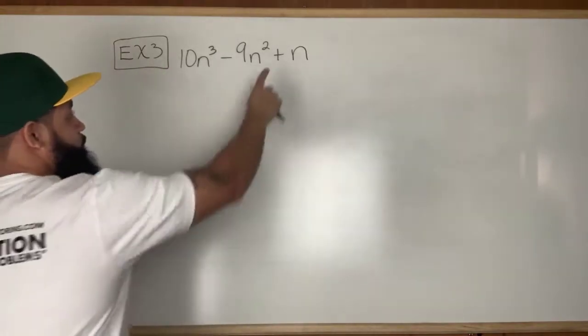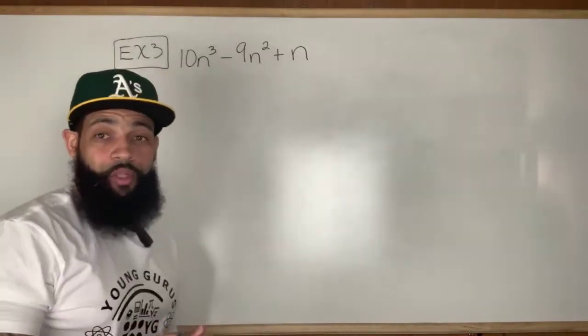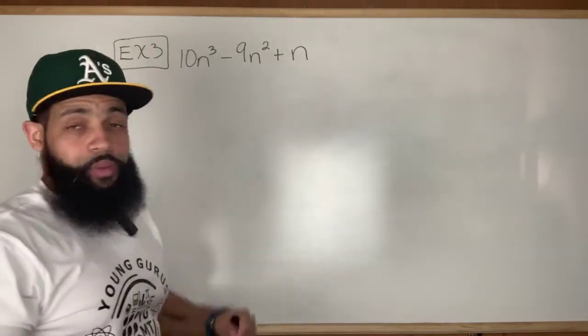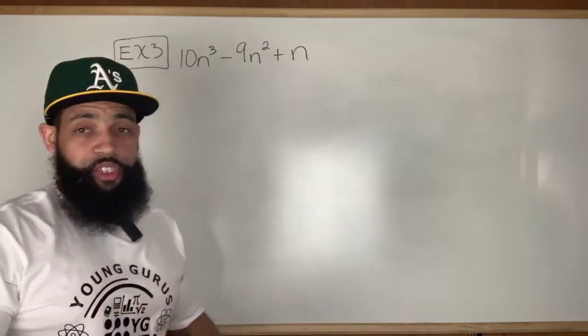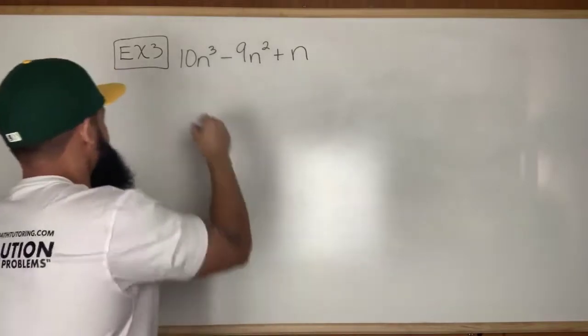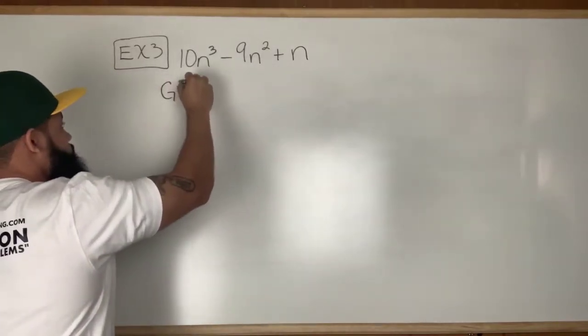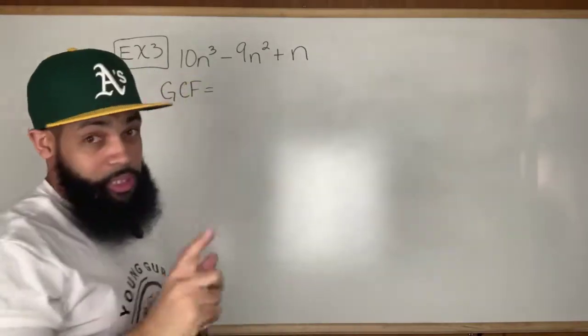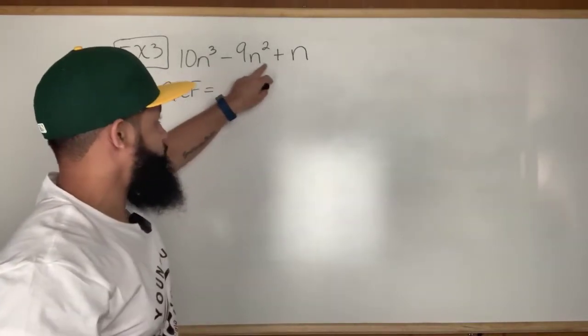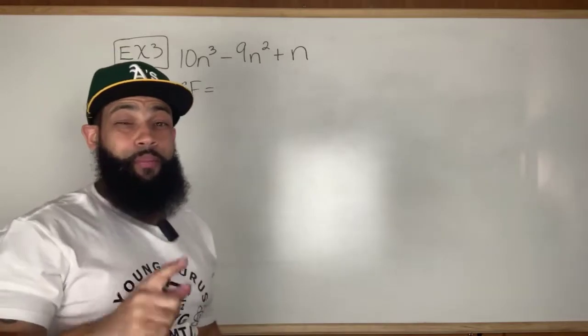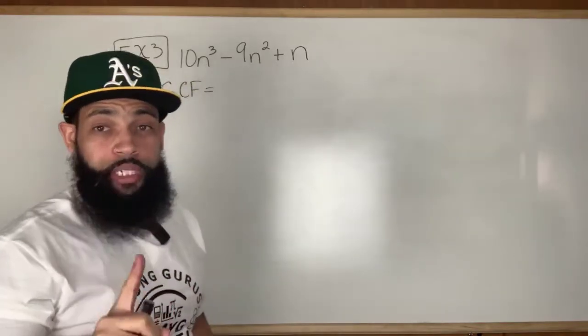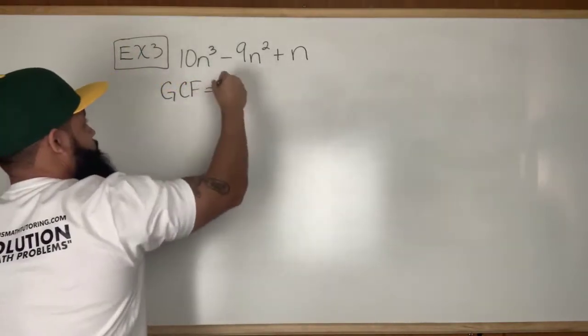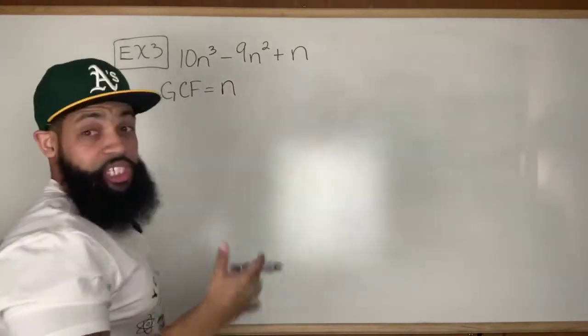Now, notice, this third term does not have a coefficient. So the first 2 do, so that means there is no coefficient that is part of the greatest common factor, okay? So there is no coefficient, so all we can do is look at the variables. Now, once again, this one has 3 n's, this one has 2, and this one has 1. That means they only have 1 n in common for all 3 terms. So our GCF this time is just n.